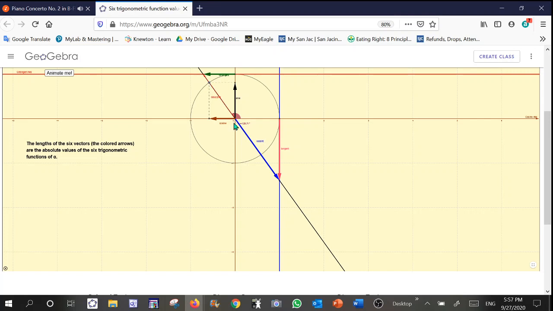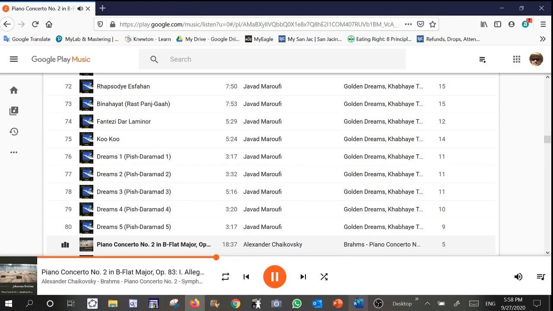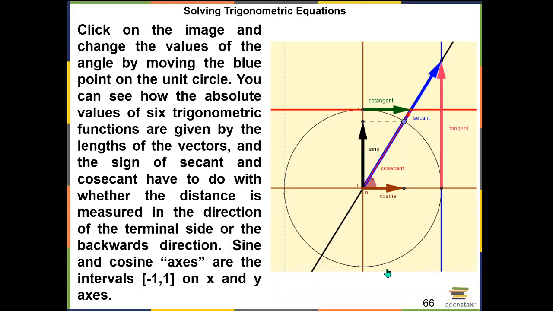So you have to go backwards to find the secant. So that's secant, that blue one. And then this is the sine, right? This is the cosine. And from here to here is cotangent. I mean cosecant. And from here to here is cotangent. So there's 6 vectors here, and the vectors give you the 6 ratios. All right, so I wanted to make sure you see this.